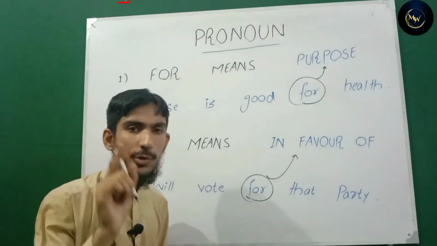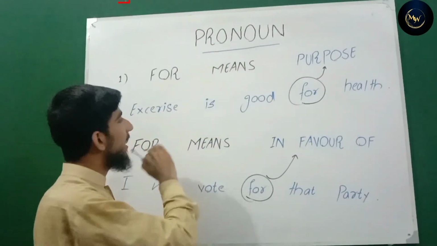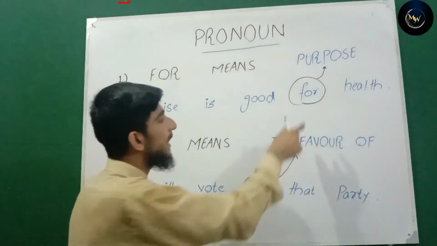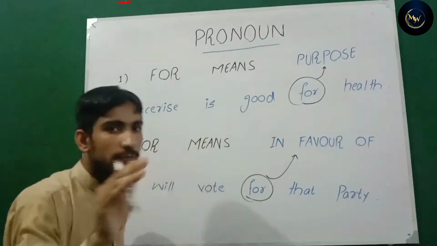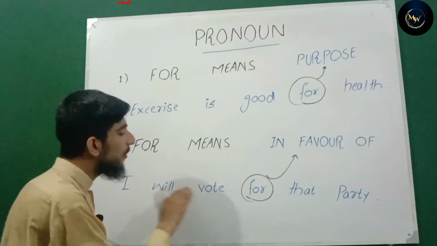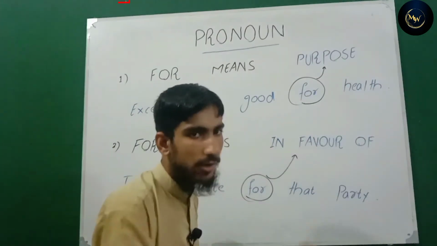So we have learned two meanings of for. For basically means purpose. For example, exercise is good for health. In this sentence for shows purpose, while for also means in favor of. For example, I will vote for that party. In this sentence, for shows favor, in favor of.